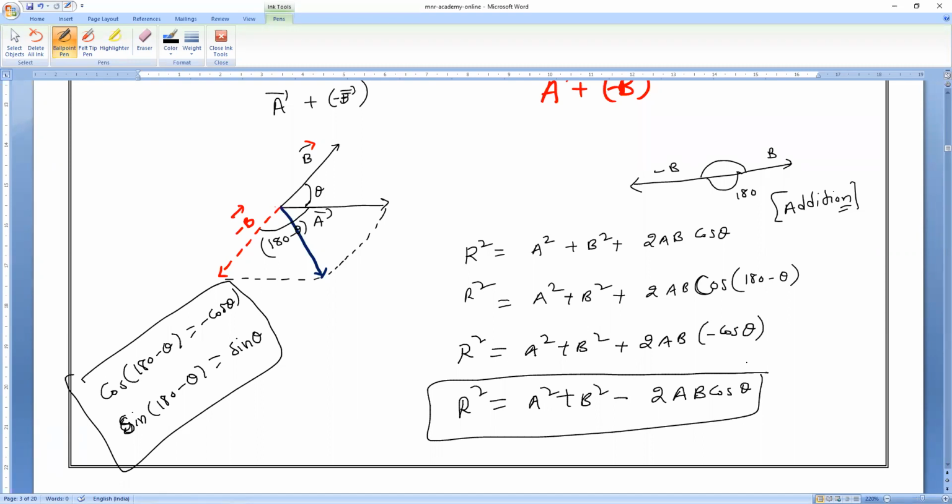Remember that it is not possible to subtract the vectors. It is possible only to add the vectors. So that is what you have to remember. Okay, all of you clear? Yes, sir. So now let us start question number 1.